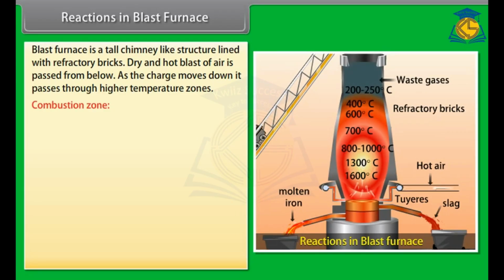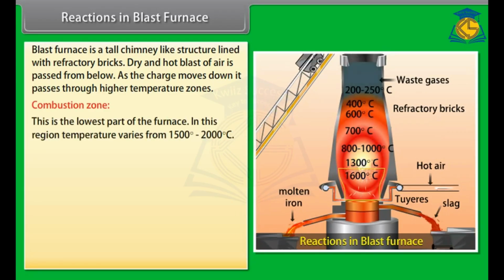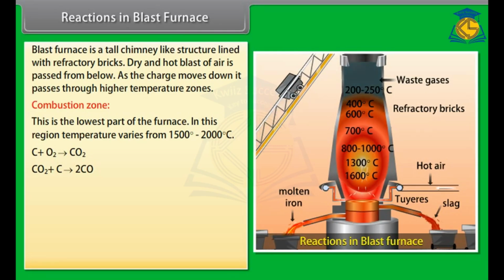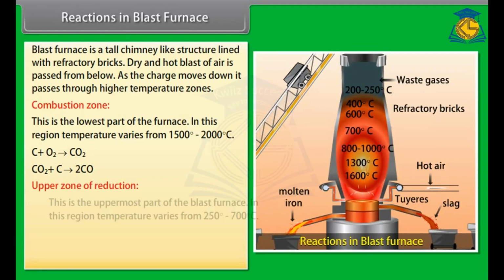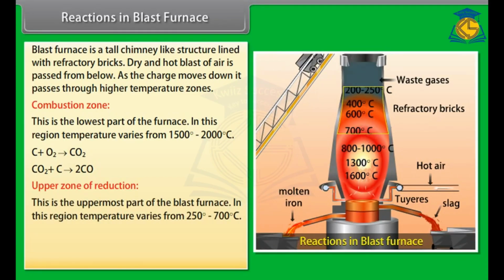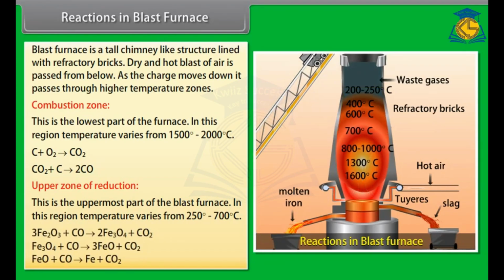Combustion zone. This is the lowest part of the furnace. Here, coke burns in hot blast of air. In this region, temperature varies from 1500 degrees to 2000 degrees Celsius. Carbon dioxide rises upwards and meets with red-hot coke. Upper zone of reduction. This is the uppermost part of the blast furnace. In this region, temperature varies from 250 degrees to 700 degrees Celsius. Here, carbon monoxide reduces oxides of iron into spongy iron.